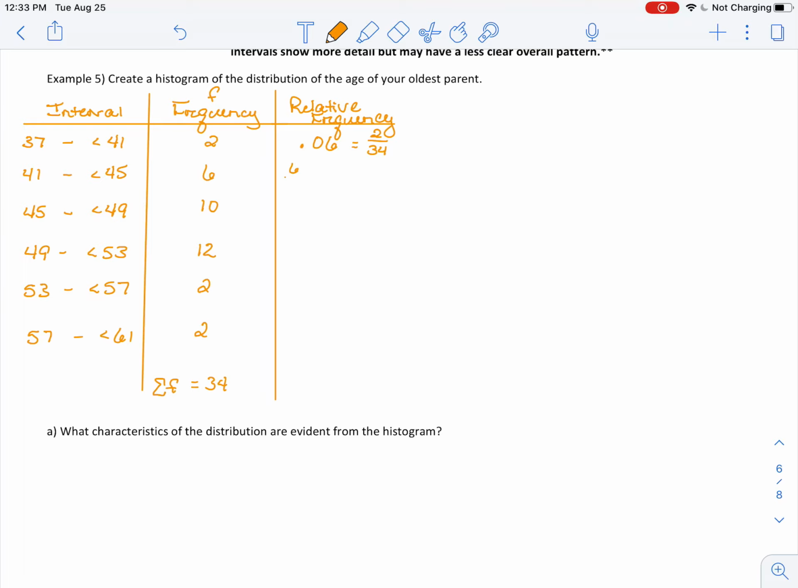So I'm going to take those 6 people out of our group of 34, which is around 18%. I'm going to take 10 people out of our group of 34 people who responded. It's about 29%. Same thing for 12 out of 34. And the 2s out of 34. Oh wait, I already did that.